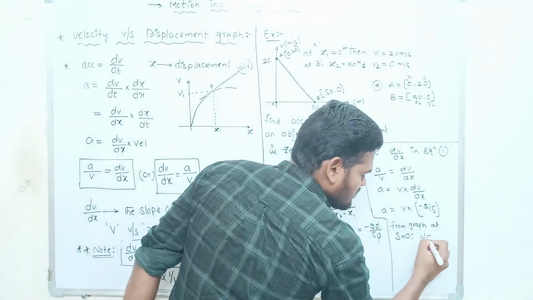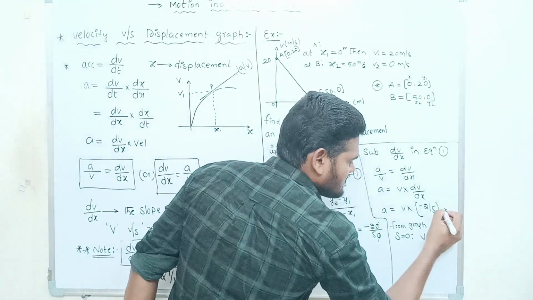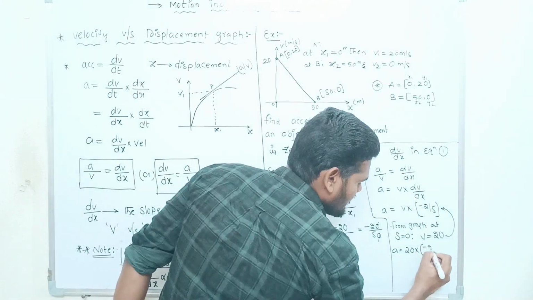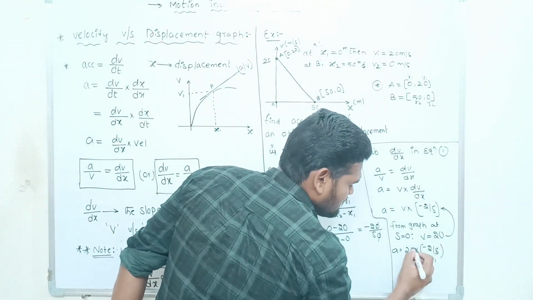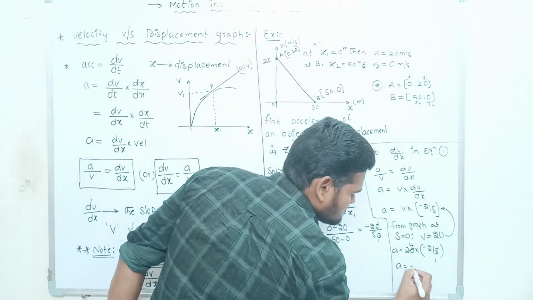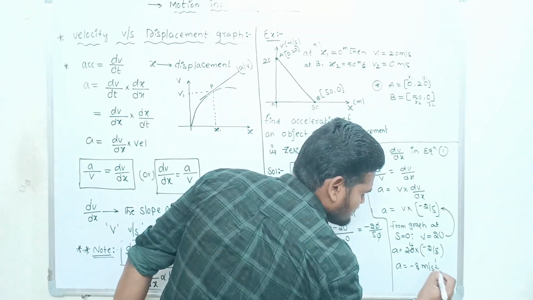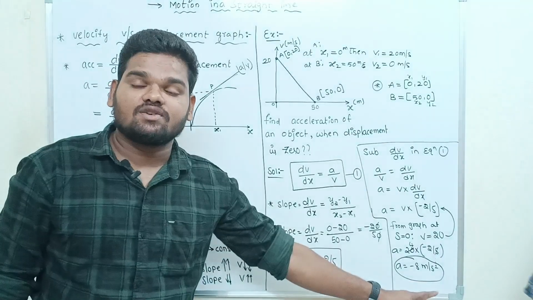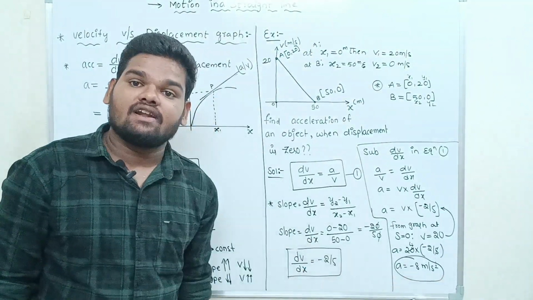Its velocity is equal to how much? 20. Just substitute this 20 here. So a is equal to 20 into minus 2 by 5. 5 ones are 5, 5 fours are 20. So a is equal to minus 8 meter per second square, and this is our answer. How much? a is equal to minus 8 meter per second square.